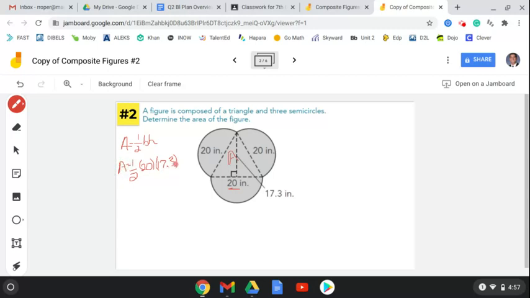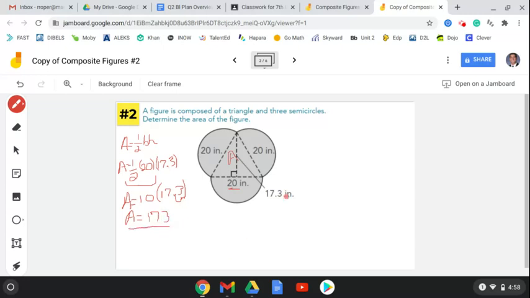So I'll put this in my calculator. 1/2 of 20, that would be 10, right? So I can put 10 times 17.3. And if I'm multiplying by 10, I know that moving the decimal one place to the right is the same thing as multiplying by 10. So my area is 173, right? 10 times 17.3, that is 173. That's the area of the triangle.